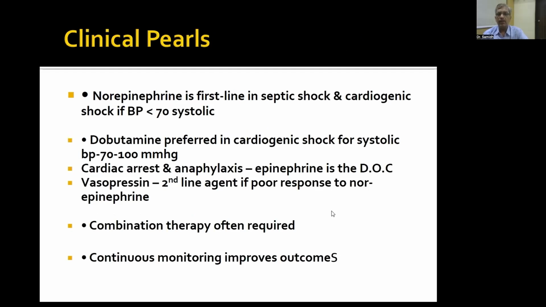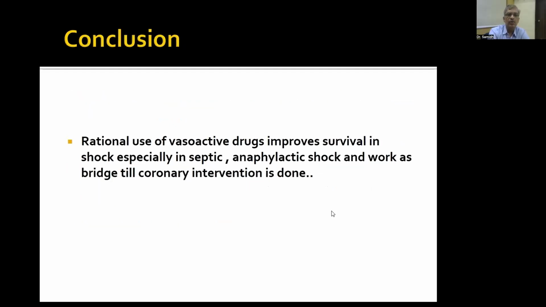If the BP is 80, 90, 100, closer to 100, we first use dobutamine. In cardiac arrest and anaphylaxis, epinephrine is the drug of choice. Vasopressin is used as a second-line agent if there is a poor response to norepinephrine. Combination therapy is often required, especially in cardiogenic shock, and continuous monitoring improves the outcome. So, in conclusion, rational use of vasoactive drugs improves survival in shock, especially in septic and anaphylactic shock. We see immediate results, and they work as a bridge till the coronary intervention is done. Thank you very much.